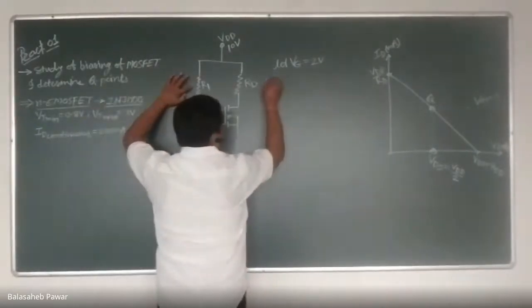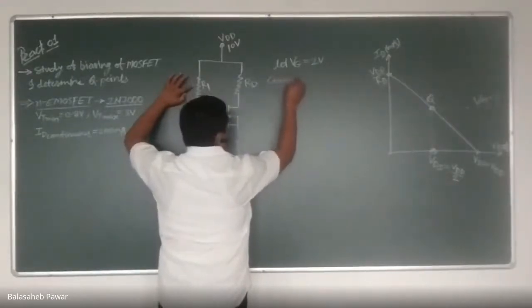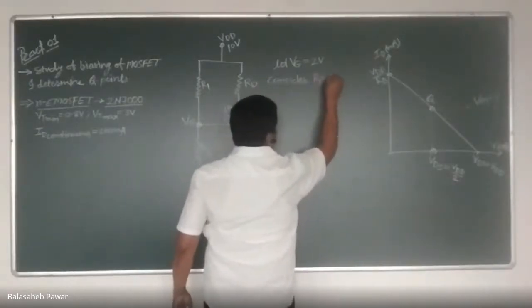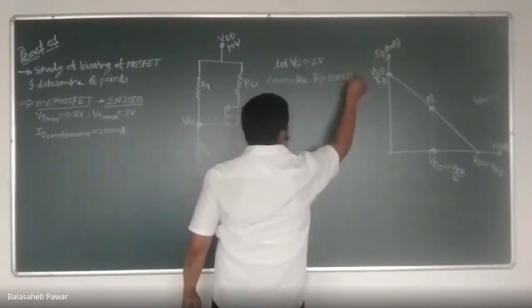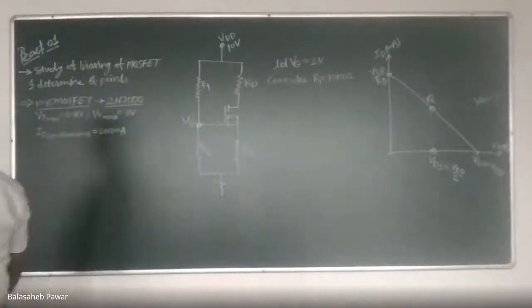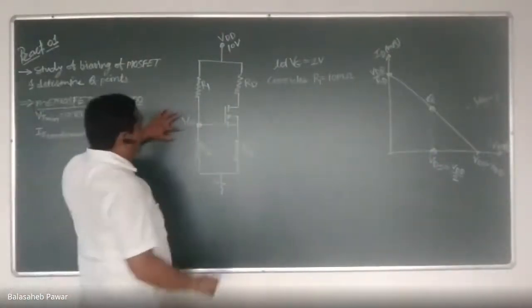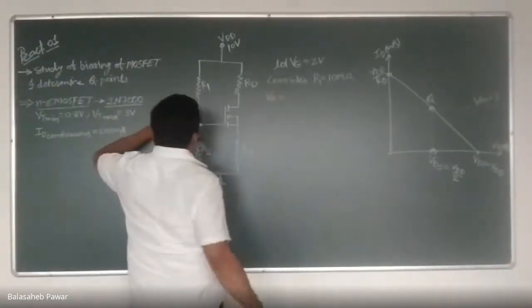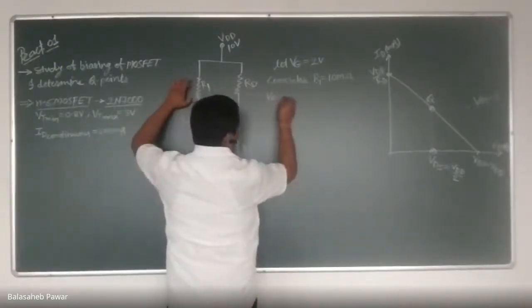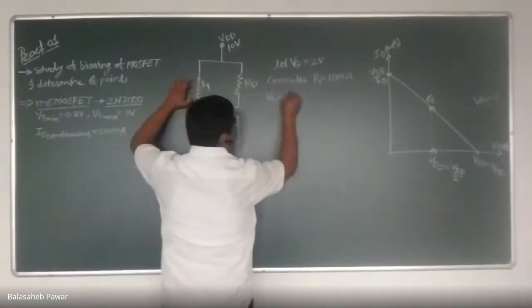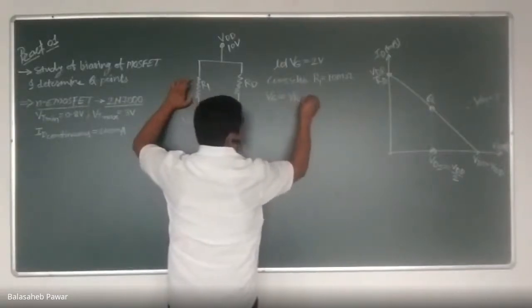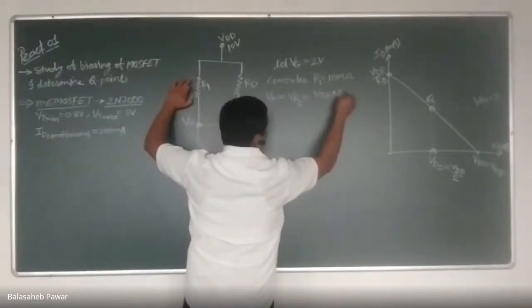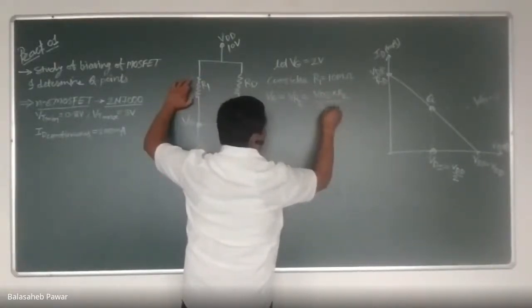Now consider that R1 is 10 mega ohm. Note it down. R1 is 10 mega ohm, and VG is nothing but the potential obtained at the node formed by R1 and R2, and by the voltage divider rule, VG equals VR2, which equals VDD into R2 divided by R1 plus R2.